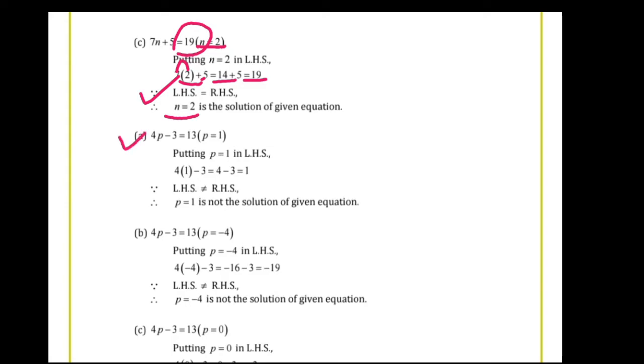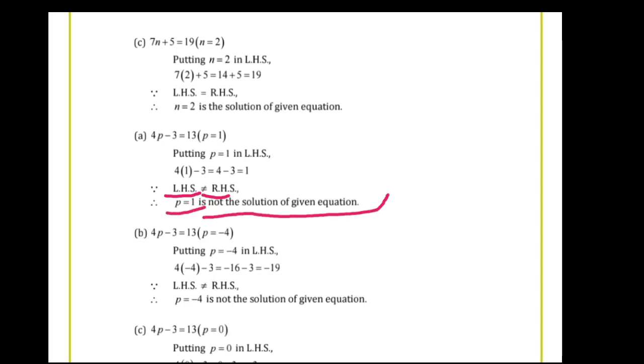Now number D: 4p minus 3 equals 13. Here we have to put the value p equals 1. If we put the value 1 in this equation, 4 times 1 is 4, minus 3, means 1 is the answer, but in the given question it is given as 13. So both are not equal. So we can say that LHS not equals RHS. It means p equals 1 is not a solution of the given equation.